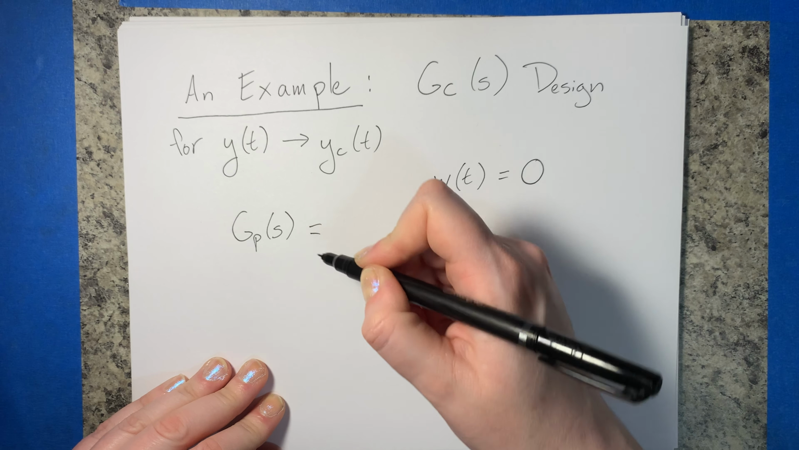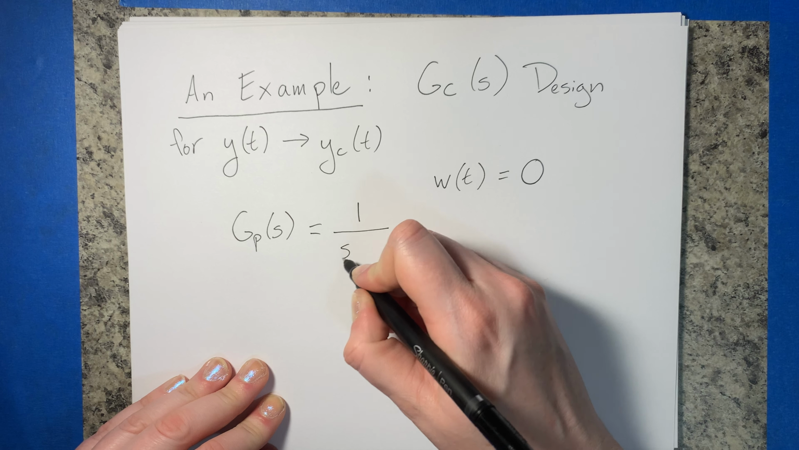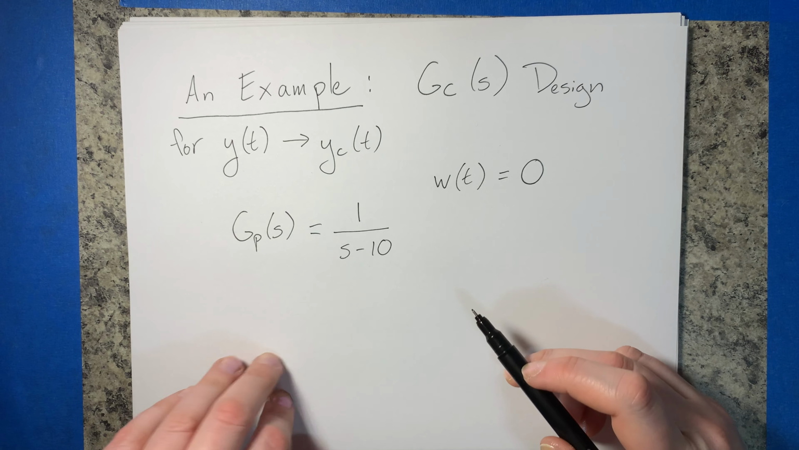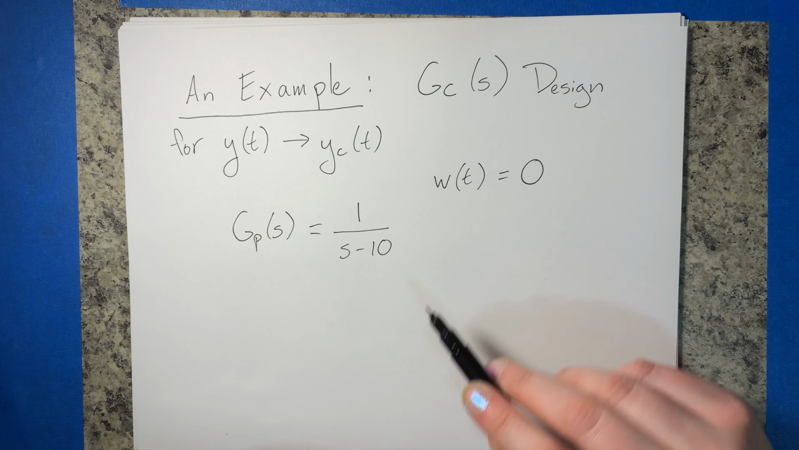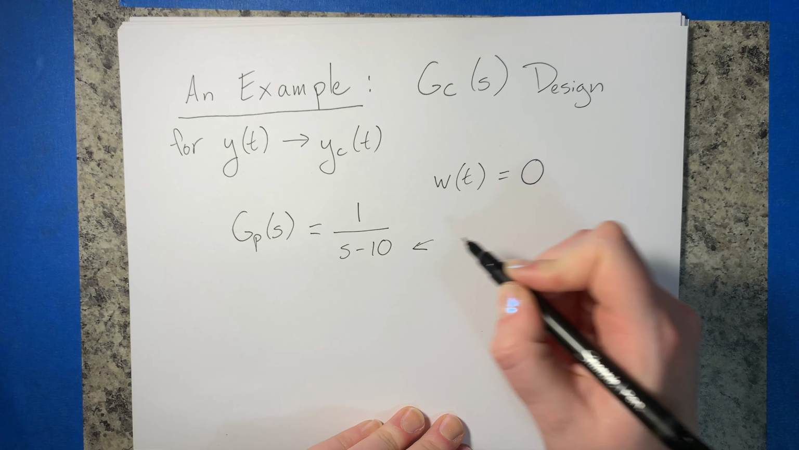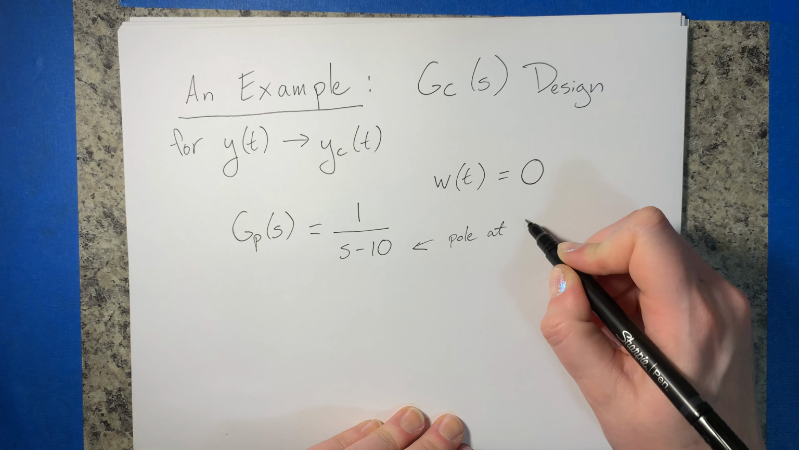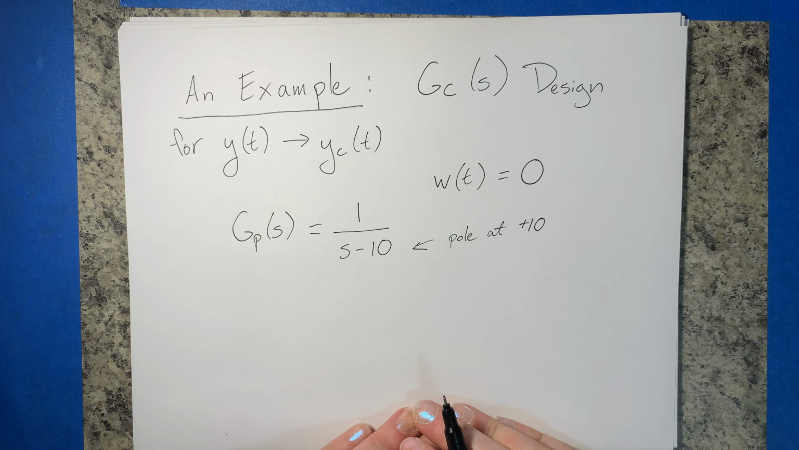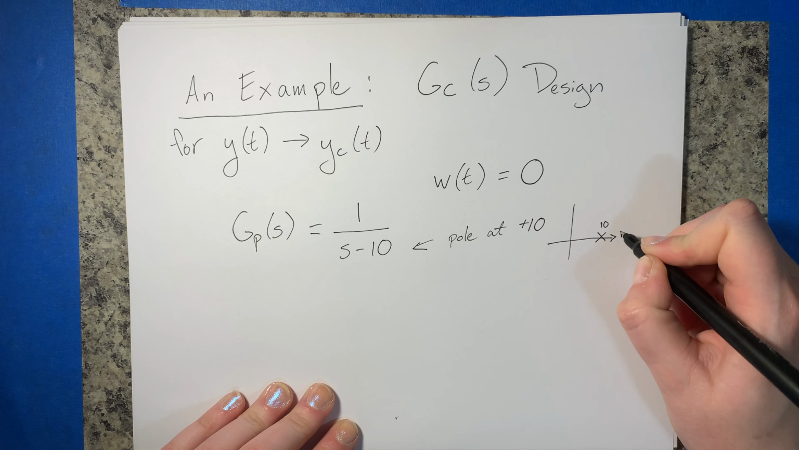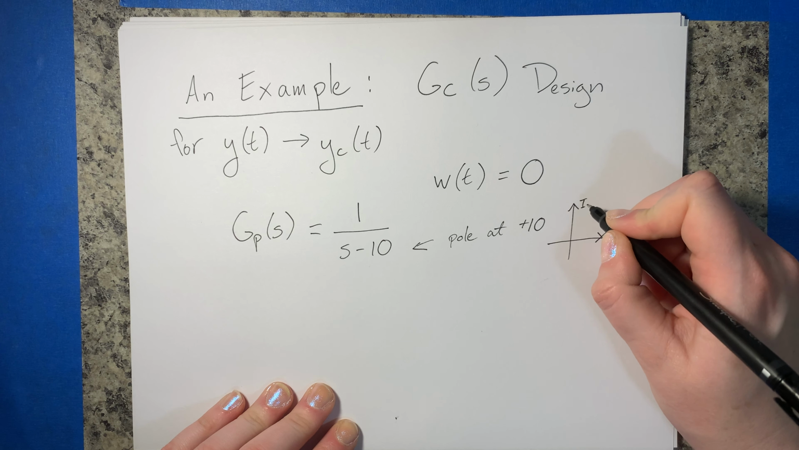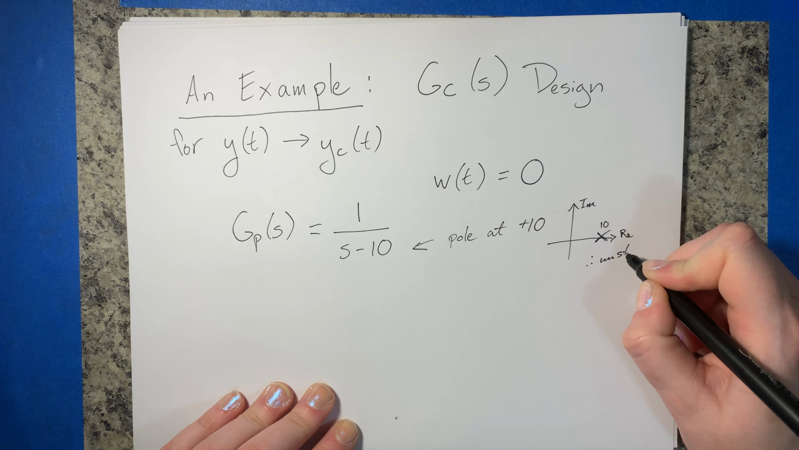Let's say we have a GP(s) given by something simple like 1 over (s minus 10). You can see that this is an unstable configuration. If we examine the pole, we have a pole at positive 10. We know that's in the right-hand plane at 10, and therefore it is unstable.